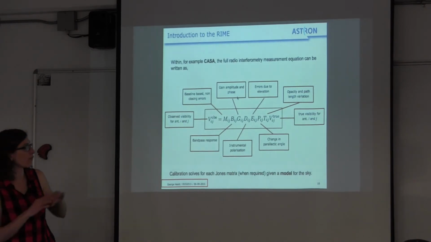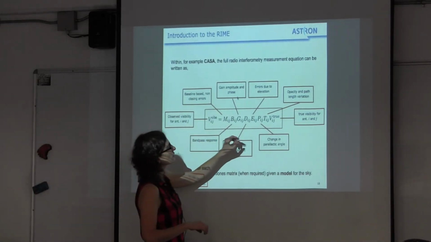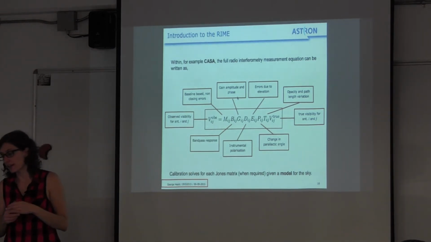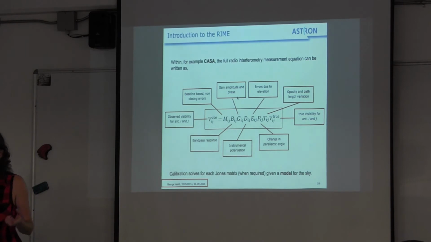Again, so we have all these different components. So now we will take a look at the errors that come from gain and amplitude from the receivers themselves.